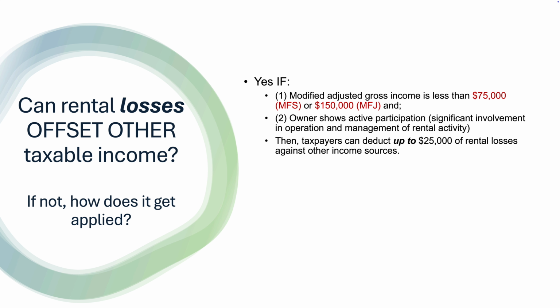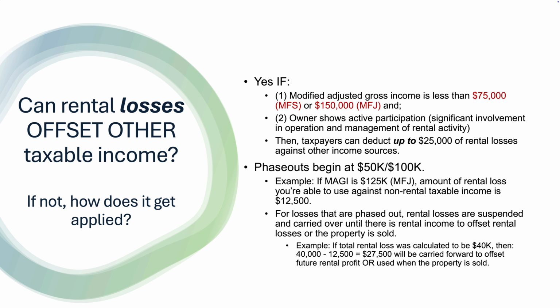I want to discuss phase-outs. I will kind of gloss over this because many of us are not in that threshold anyway, but assume you're making between $50,000 and $75,000 if we're single or filing separately, or $100,000 to $150,000 if married, then a smaller portion of the $25,000 of loss that we can use against other income, like W-2 or interest income, can be used against those other sources of income. So I'm not sure if that's clear.